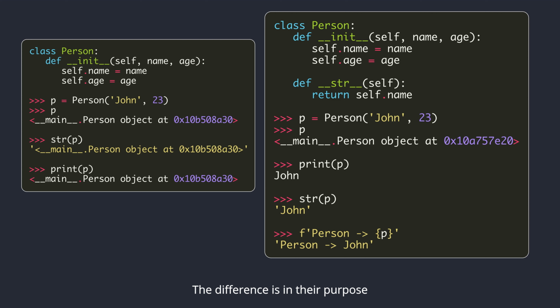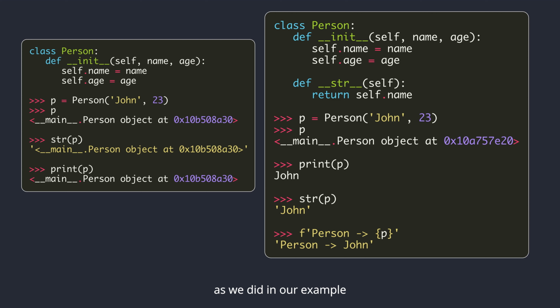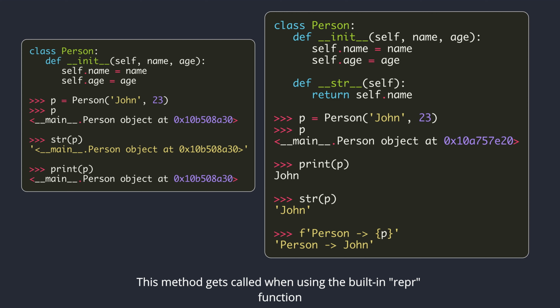The difference is in their purpose. The __repr__ output is typically for the developer. It's more useful for debugging. If possible, try to make it look like a valid Python expression that could be used to recreate an object, as we did in our example. This method gets called when using the built-in repr function.